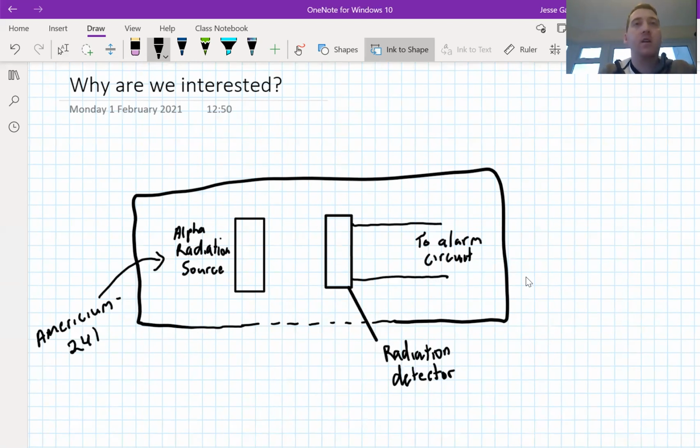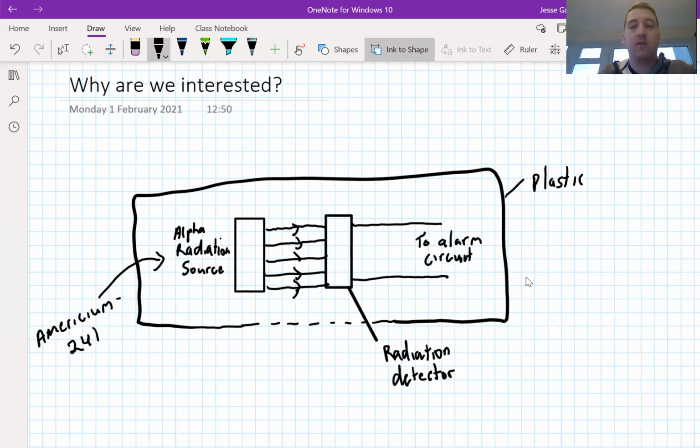What generally happens is that the alpha radiation source is constantly firing alpha radiation at the radiation detector, which is all good. That's what's supposed to happen. So it's constantly firing alpha radiation at the radiation detector. This is a plastic casing.